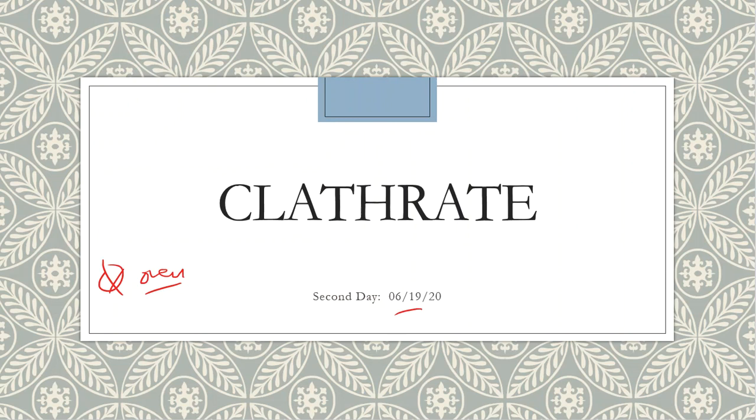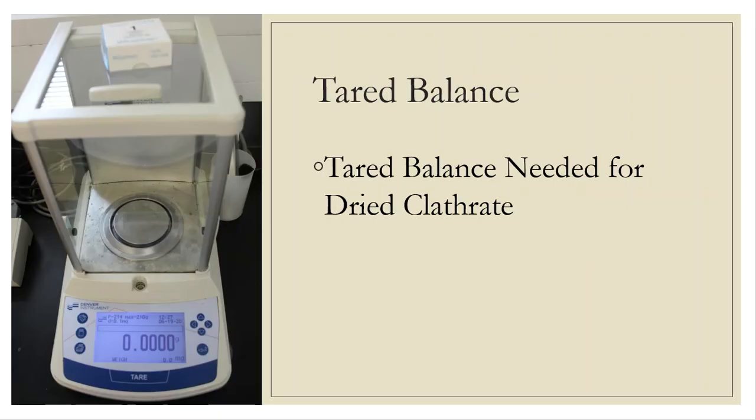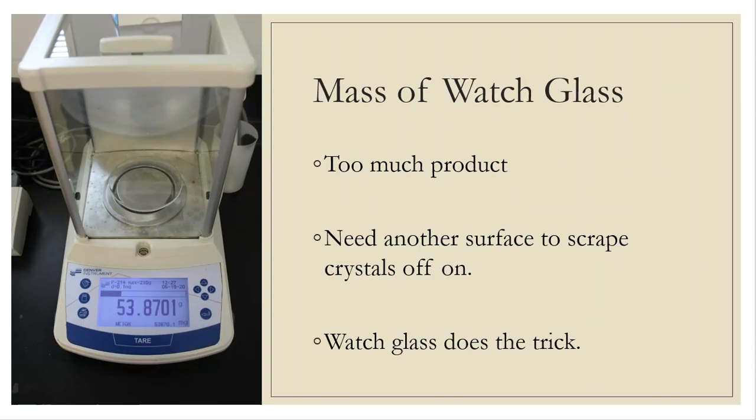6/19 is the date. And that 6/19 day, I went to the balance, and hopefully my clathrate has dried at this point. I zeroed out the balance, 0.0000. And then I take a watch glass. You can see that on the balance pan. It's right there. And I put it onto the balance in order to get a mass of the watch glass. So the mass of the watch glass is 53.8701.